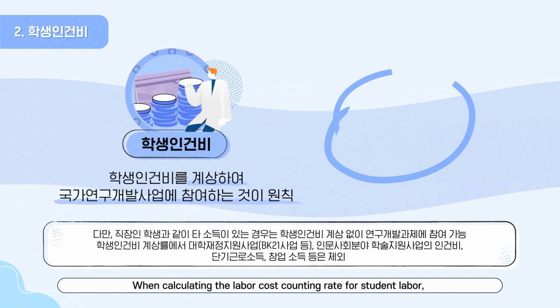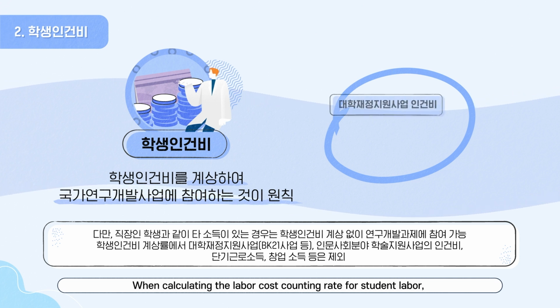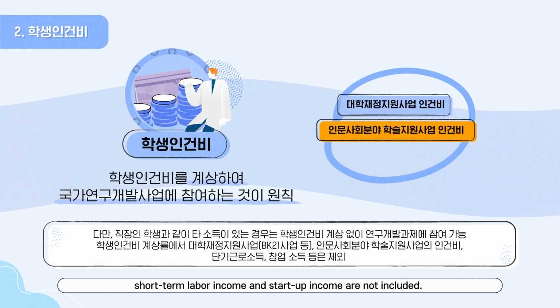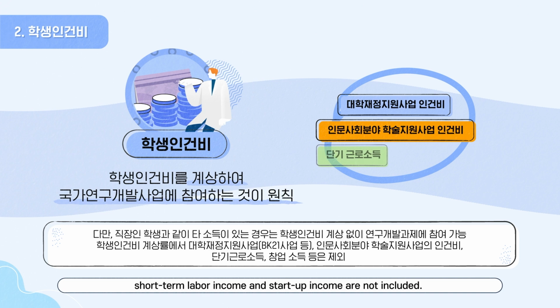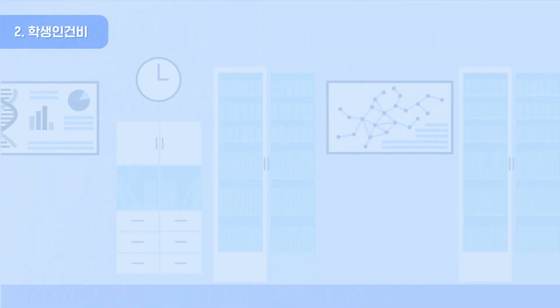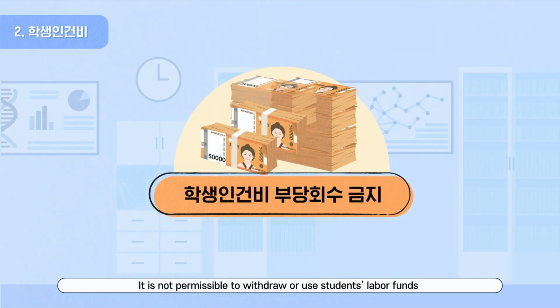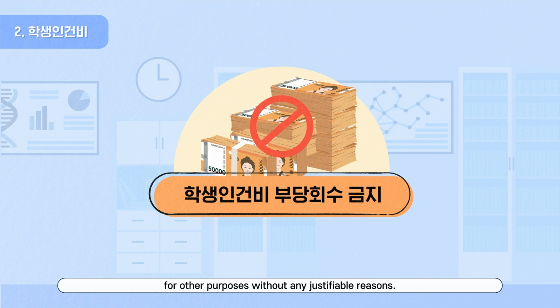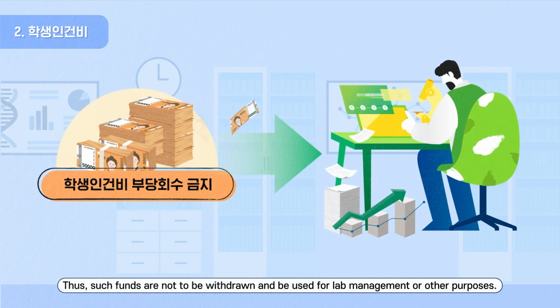When calculating the labor cost counting rate for student labor, short-term labor income and startup income are not included. It is not permissible to withdraw or use students' labor funds for other purposes without any justifiable reasons. Thus, such funds are not to be withdrawn and be used for lab management or other purposes.